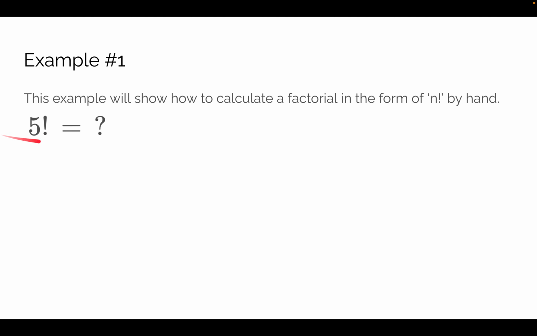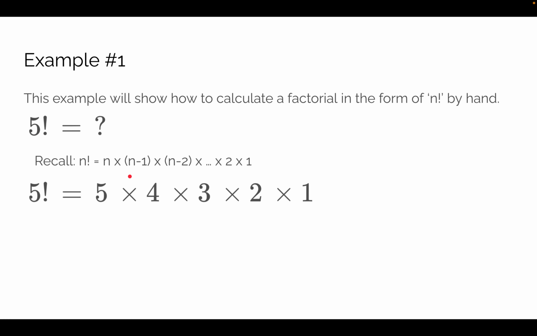So in order to solve what 5 factorial is, we have to recall that n factorial is the product of n times n minus 1 times n minus 2 all the way to times 2 times 1. But what exactly does this mean? So what you're doing is you're multiplying n times the number that is 1 less than n times 2 less than n, and so on and so forth. So if we want to apply this for 5 factorial, we substitute n equals 5. So if we were to do that, we get 5 factorial is equal to 5 times 4 times 3 times 2 times 1.